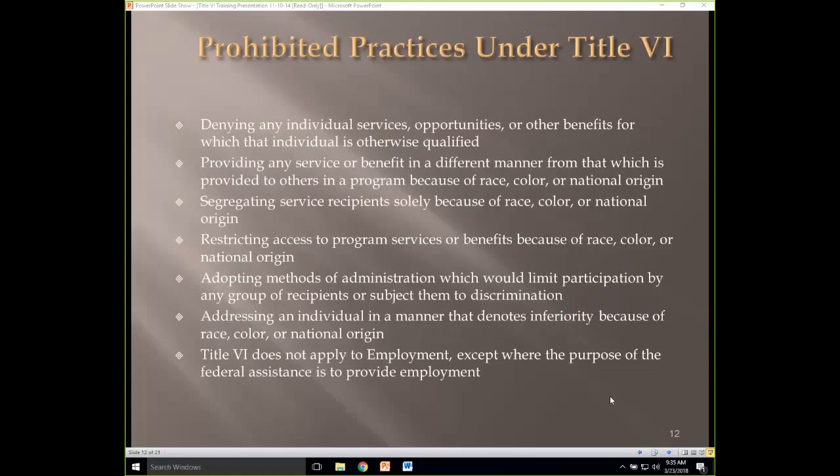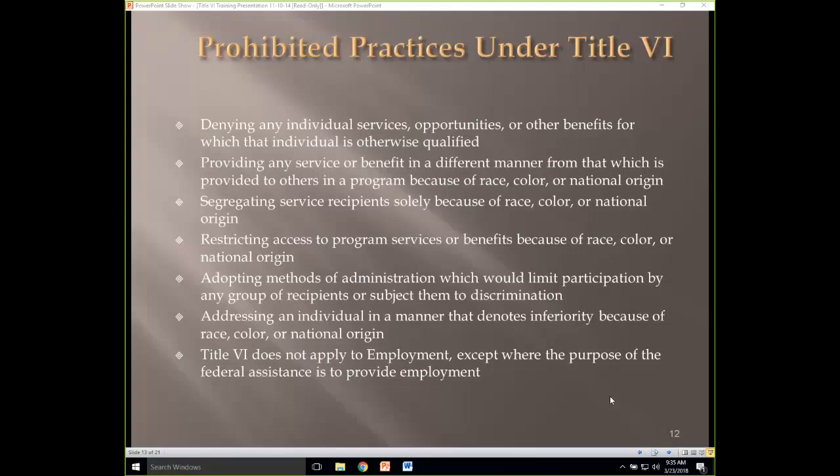So here are some prohibited practices under Title VI: denying any individual services, opportunities, or other benefits for which that individual is otherwise qualified, providing any service or benefit in a different manner from that which is provided to others in a program because of race, color, or national origin, segregating service recipients solely based on race, color, or national origin, restricting access to program services or benefits because of race, color, or national origin, adopting methods of administration which would limit participation by any group of recipients or subject them to discrimination, addressing an individual in a manner that denotes inferiority because of race, color, or national origin.